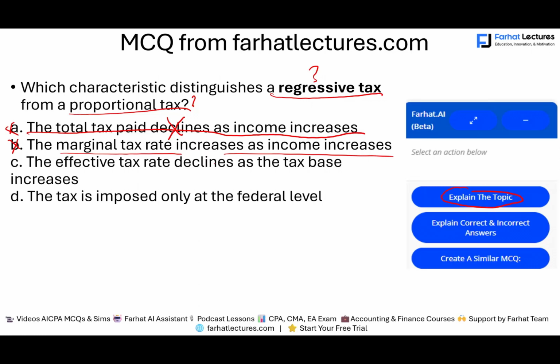The effective tax rate declines as the tax base increases. So the effective tax rate, the average, how much you pay as a tax rate, goes down as your income increases. Did we see this? Yes. This is an example of Social Security. As you make more, your effective tax rate, how much you're effectively paying, goes down as a percentage of your tax base. This distinguishes this from proportional. Proportional, you always pay the same rate. Your effective tax rate does not change. But under regressive, it declines. And that's what differentiates regressive from proportional.